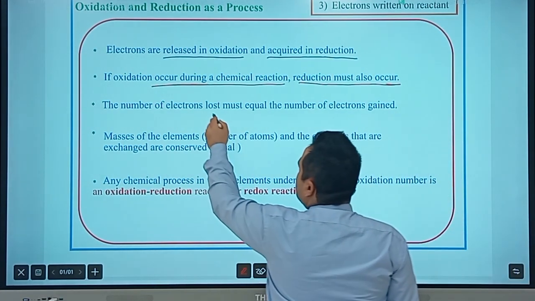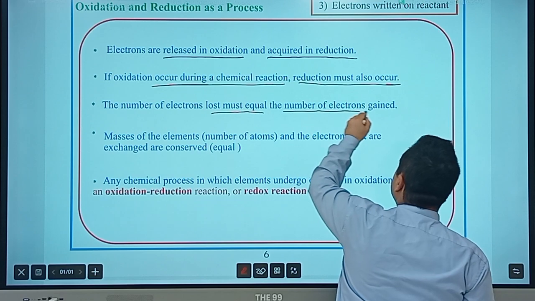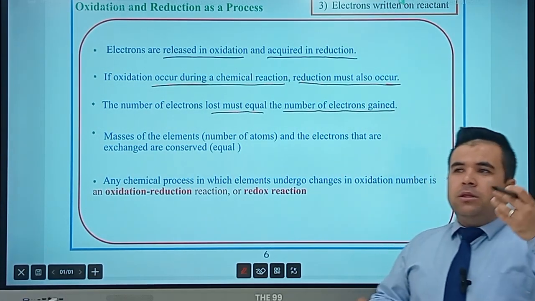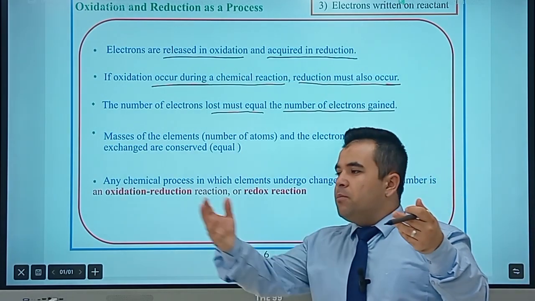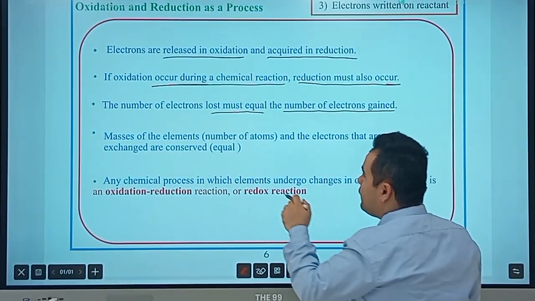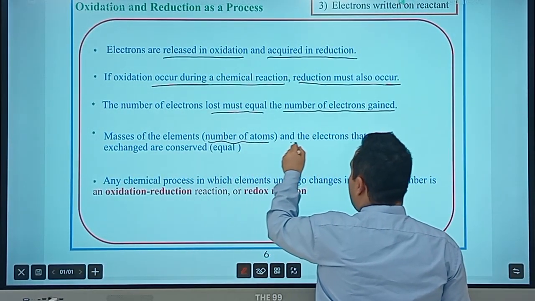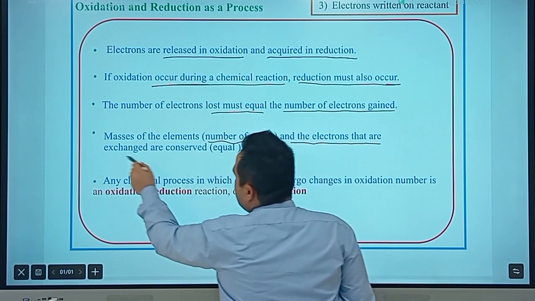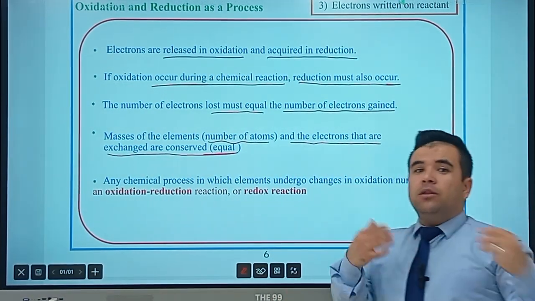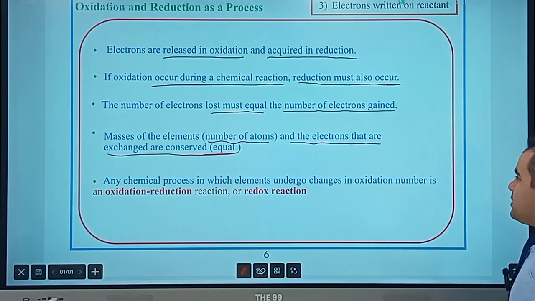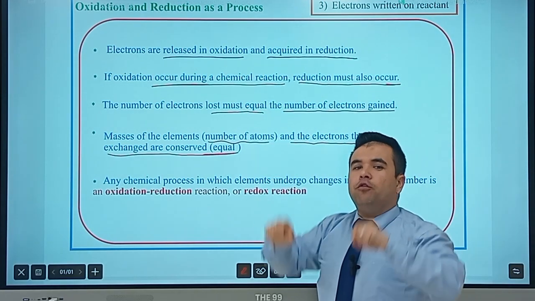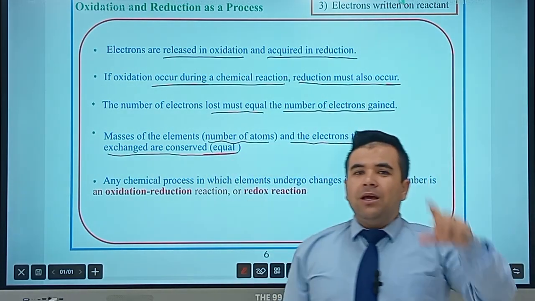The number of electrons lost must equal the number of electrons gained in order to meet the law of conservation of mass, because the electrons lost in the oxidation must be equal to the electrons gained in the reduction to meet that law. Mass of elements, number of atoms, and the electrons that are exchanged are conserved equal. Also, with the charges, the masses must be equal. We have to balance the mass by what? By the coefficient.